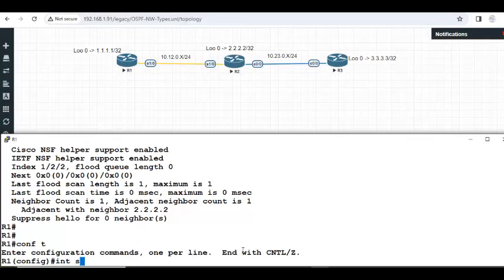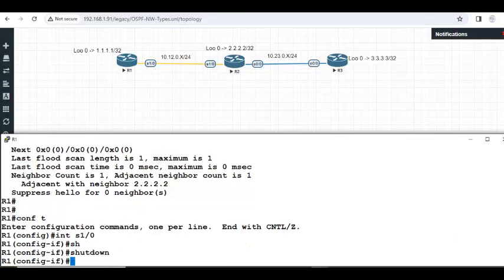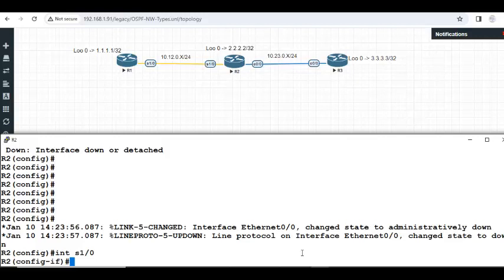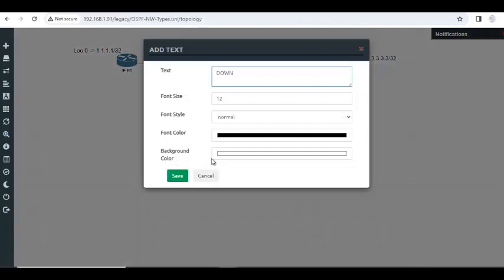Starting from down state, init state, two-way state, ex-start state, exchange state, loading, full. Correct, you are right. Down state, init state, two-way state, ex-start, exchange, loading, full. We are going to see this as they form neighbors.